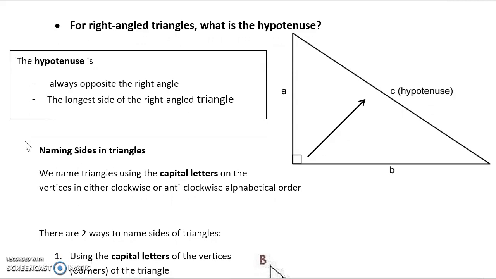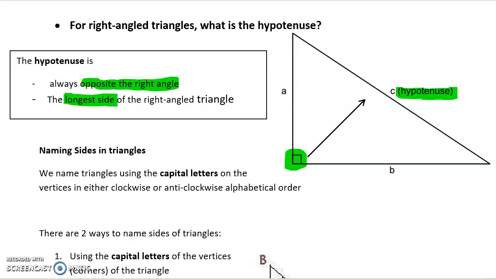So we have this thing called the hypotenuse. The hypotenuse of a right-angled triangle is always opposite the right angle. It's the longest side of the right angle triangle, and in this diagram here on the right, you'll see it is the longest side of the right angle triangle. Pythagoras' theorem only works in right angle triangles, and it's opposite that right angle. We call this the hypotenuse.